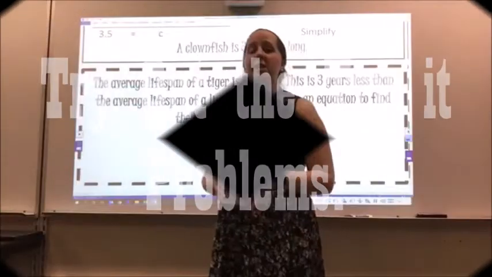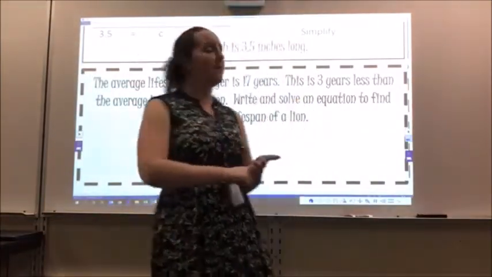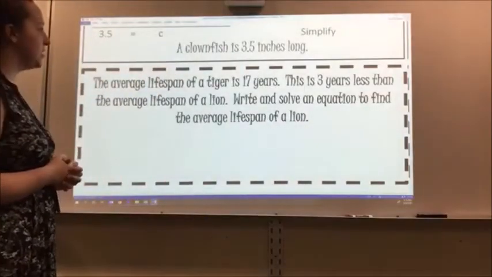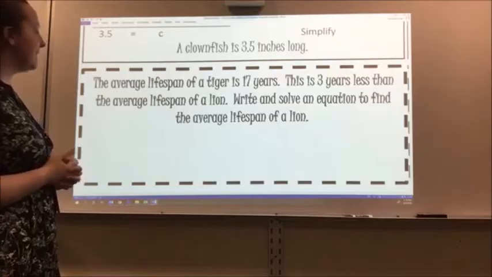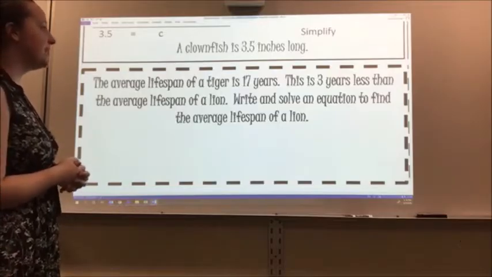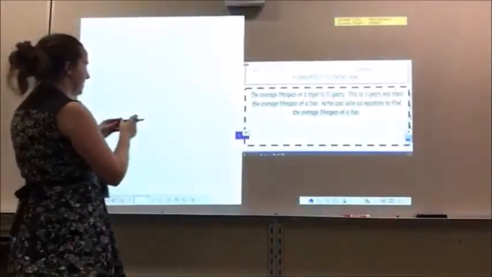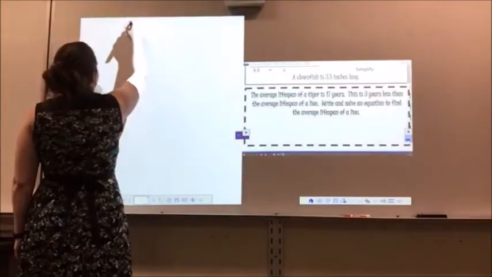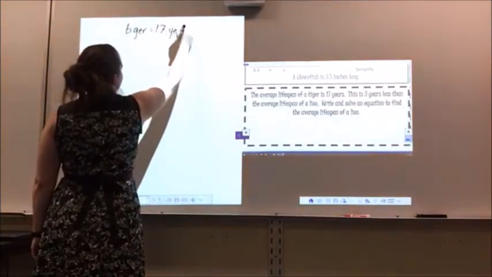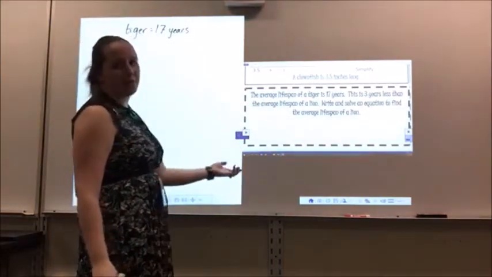All right, now that you've had a chance to try out the try problems, let's go over the answers together. So my first try problem states the average lifespan of a tiger is 17 years. This is 3 years less than the average lifespan of a lion. Write and solve an equation to find the average lifespan of a lion. So, tiger is 17 years, right? This is 3 years less than the average lifespan of the lion.